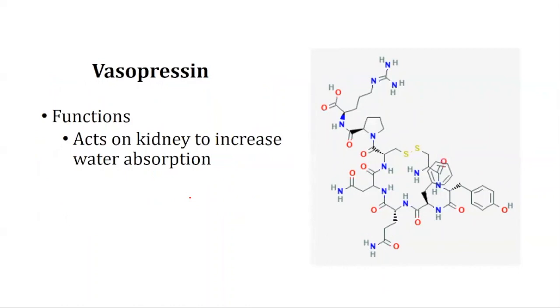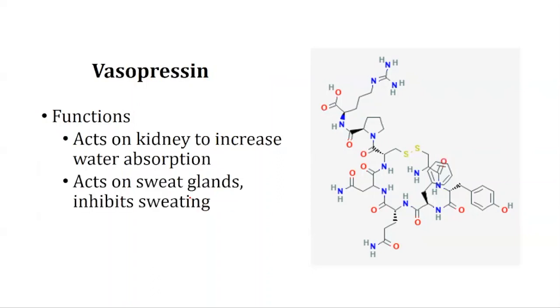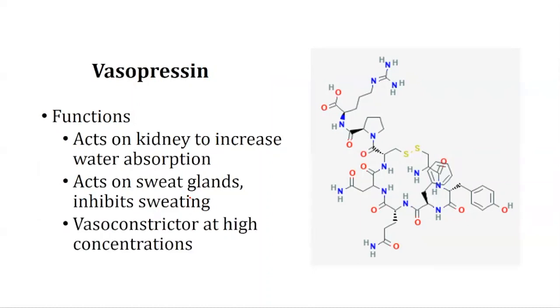The functions of vasopressin include increase of water absorption. It's going to increase water absorption in kidneys so that more water is present in the body. It also acts on sweat glands and inhibits sweating, thereby making the body retain more water. And at high concentration of vasopressin, it's going to act as vasoconstrictor where blood pressure increases because of the higher prevalence of water.